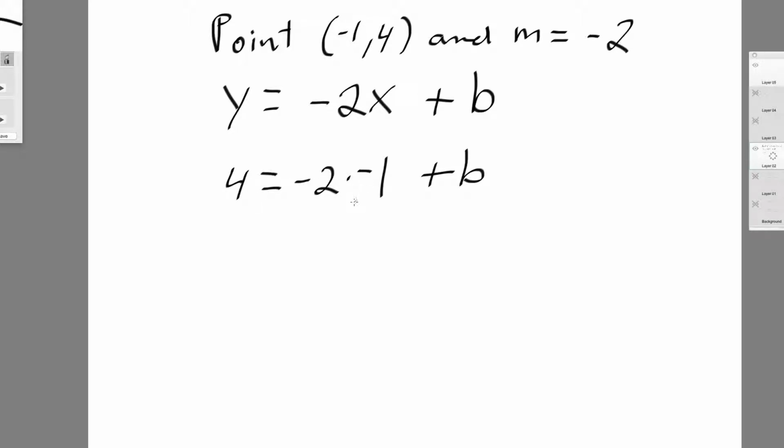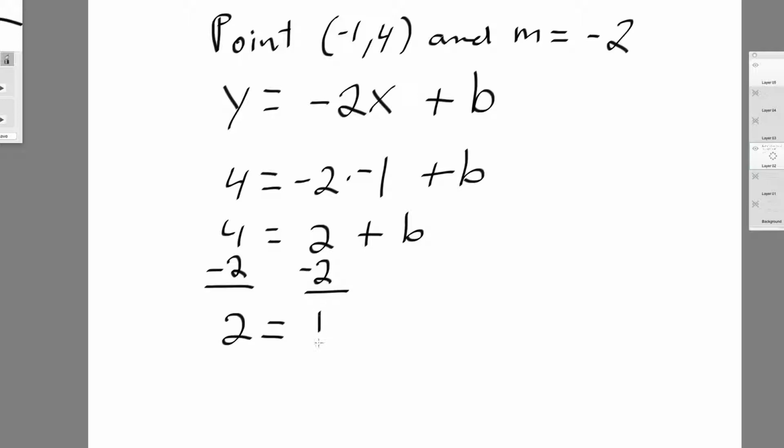-2 times -1, a negative times a negative is a positive. That's going to be 4 equals 2 plus b. I add the opposite of 2 to both sides. So I have the opposite of 2, opposite of 2. 2 from 4 is 2, and this equals b. So we now know what b equals, and we can write our equation. y equals -2x plus 2 is an equation for this line with the point (-1, 4) and m equals -2.